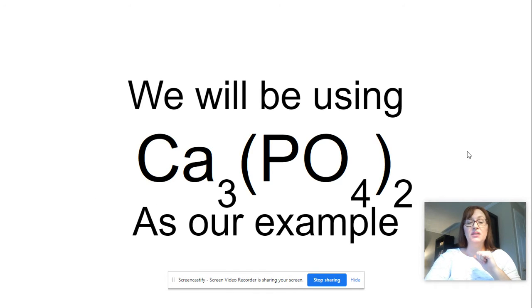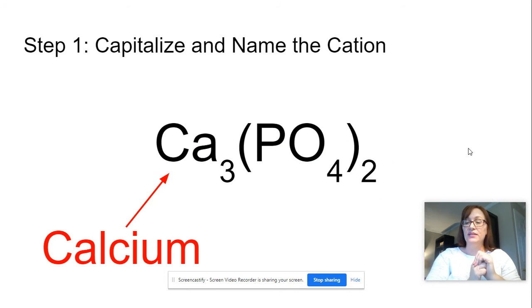The compound I'm going to do today is Ca3(PO4)2. And as soon as you see those parentheses, you know that you're dealing with a polyatomic ion, because that's the only time that we have parentheses in a chemical formula is around a polyatomic ion. So let's take a look at the steps.